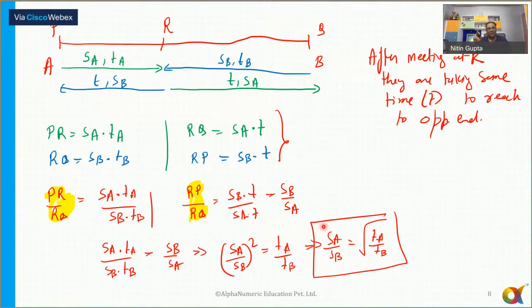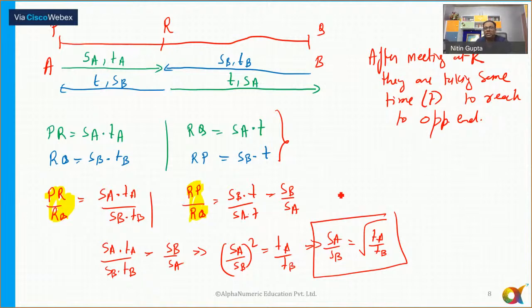Most of the books give that formula, but it has been written that this formula is applicable only if they started at the same time and after meeting they are taking different times. But the same formula is also applicable if both persons started at different times, but after meeting they are taking the same time to reach two opposite ends. So speed of A upon speed of B is equal to the square root of time taken by B upon time taken by A. And with the help of this, we can also find out the distance.